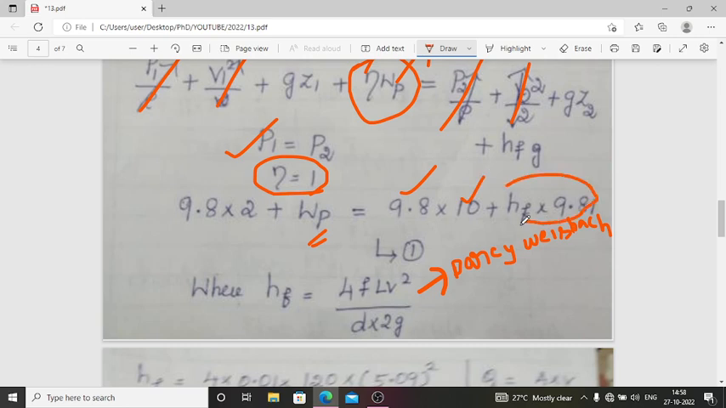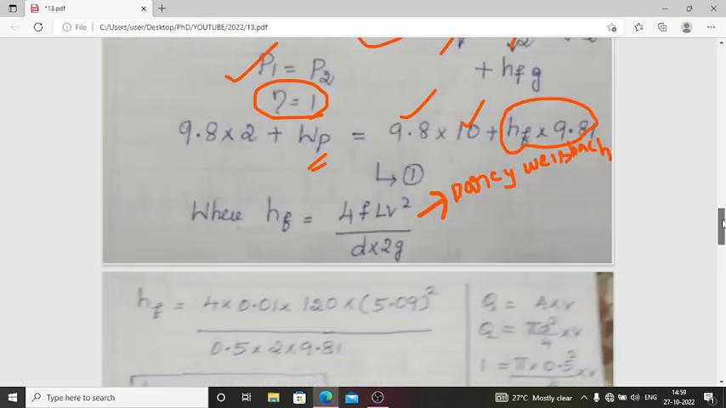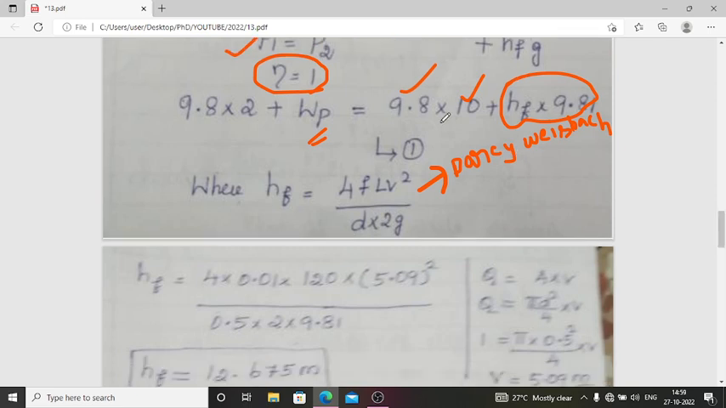So here HF is the major losses. Why? Because minor losses are neglected. The problem itself mentions that minor losses can be ignored, only consider the major losses. So here we are going to calculate the HF value. This is the loss of head due to friction. G value is 9.8. So substitute all these values; the unknowns here are Wp and HF. We want Wp, but we need the HF value.